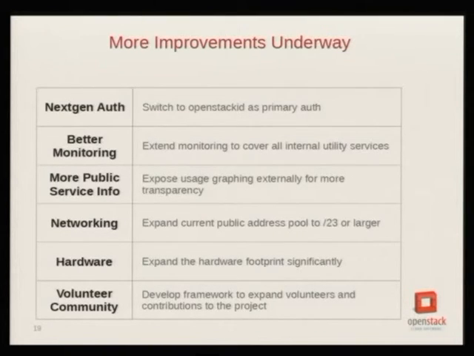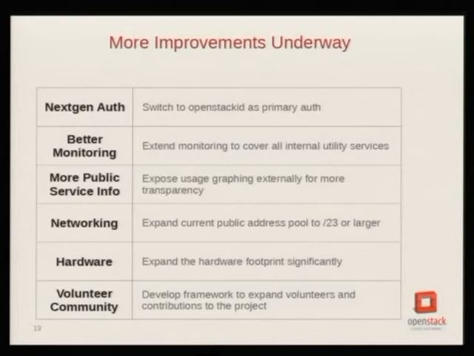So as you run a large public service, as you operate an OpenStack cloud, you're constantly finding little areas and gaps that you didn't know you needed coverage for, or things that you need to adapt a little bit better because it's different than your traditional array of services.